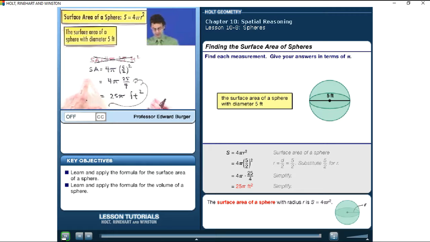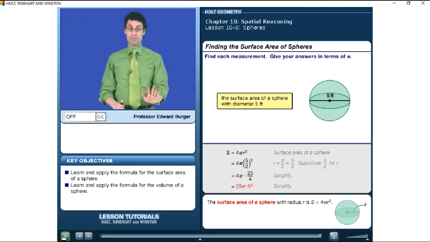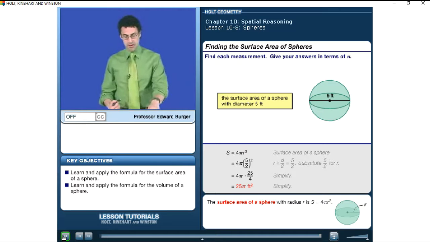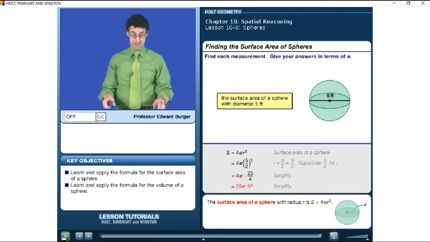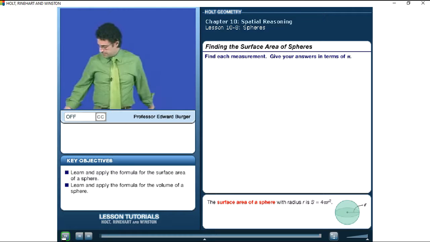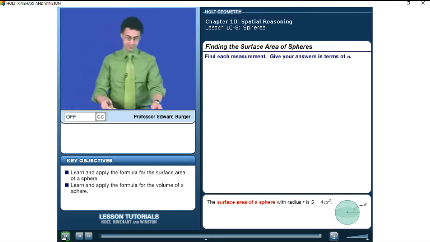If you got fooled into looking at the wrong answer, that's just a little sign. It's a great mistake to make. Don't feel bad about it. But just make sure that you read the question carefully and make sure you see diameter. And remember, here r is radius. Great mistake. Okay, let's take a look at another example.